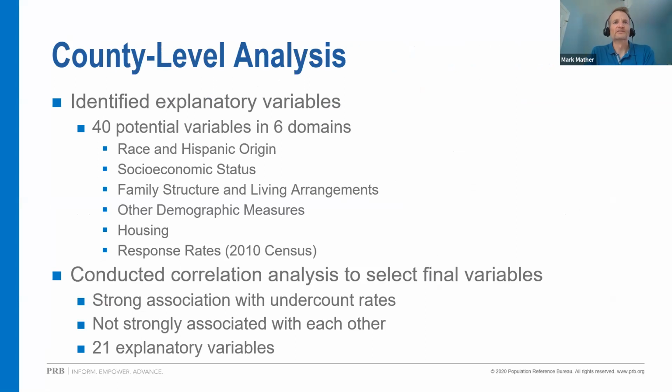For our county level analysis, we looked at 40 potential measures across 6 different domains. So racial and ethnic composition, socioeconomic status, family structure and living arrangements. We had some other demographic measures. We looked at housing variables such as renters, and then response rates from the 2010 census. We then pared down this list to focus only on those variables that had a stronger association. We looked at correlation analyses and determined those that had a stronger association with the undercount of young children. And then we, again, only focused on those that weren't strongly correlated with each other. For modeling purposes, that's important because it eliminates multicollinearity in our models. So through this process, we were able to reduce our model to 21 potential explanatory variables.